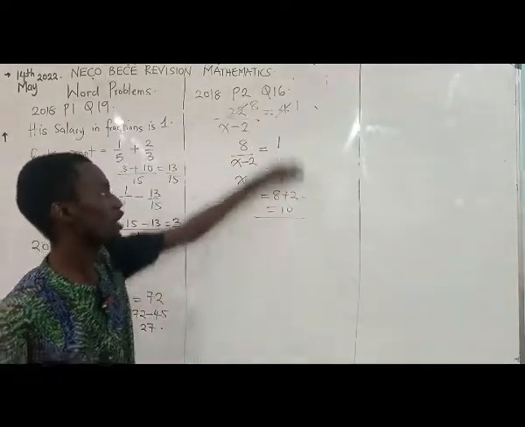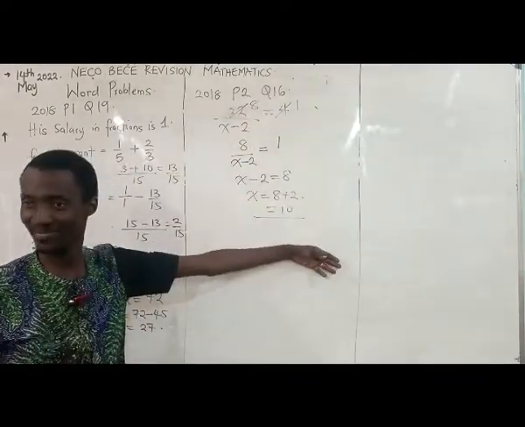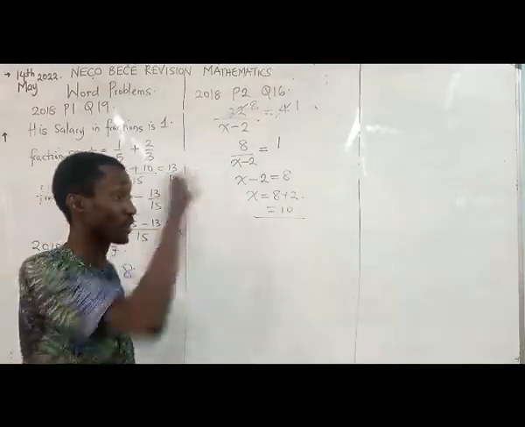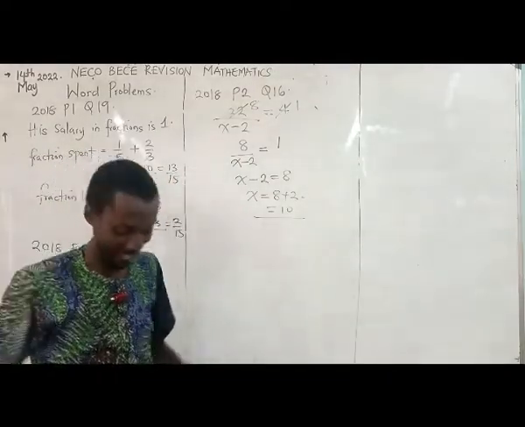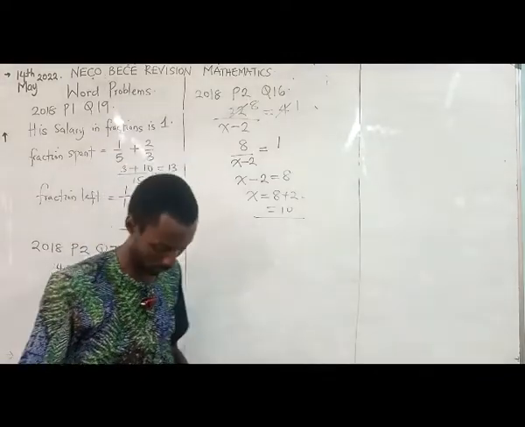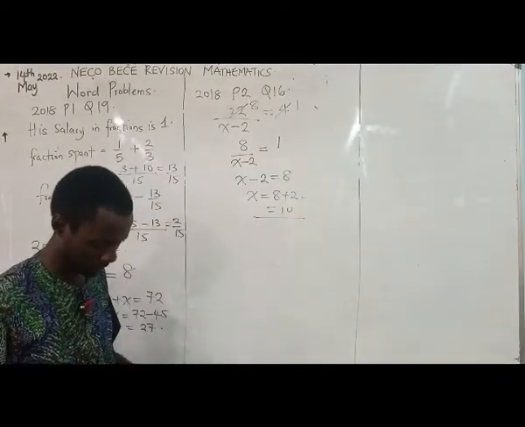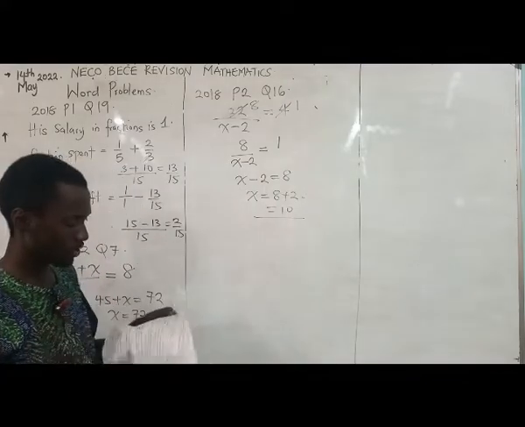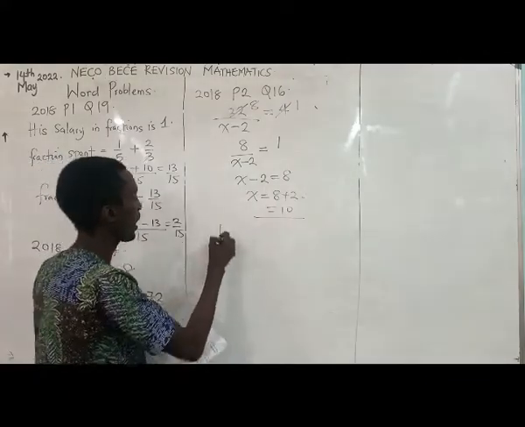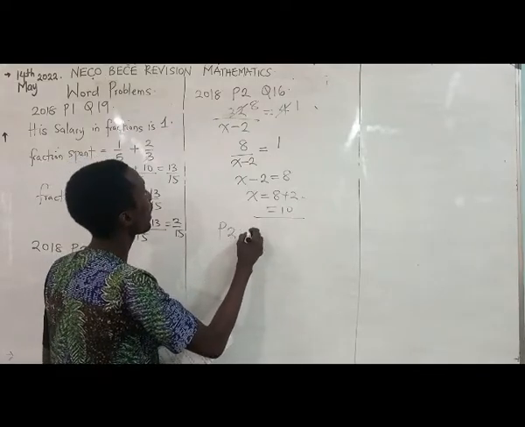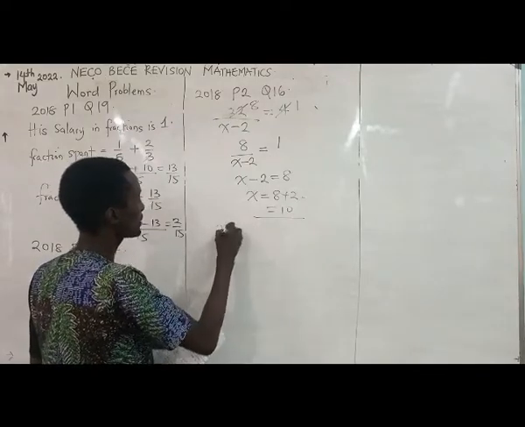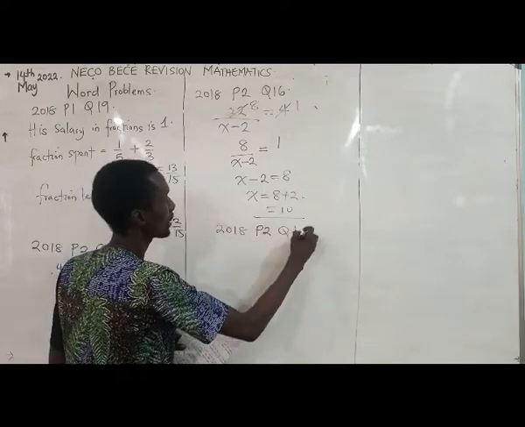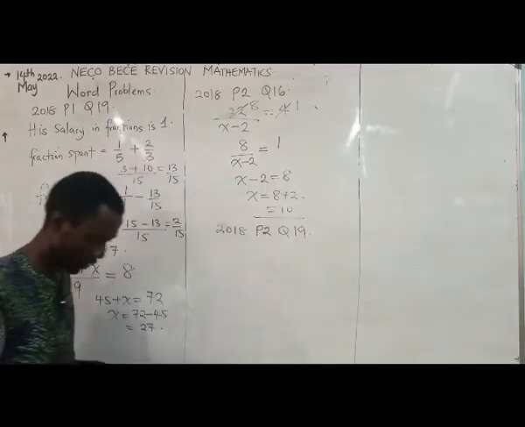Now that's why OBJ is good. In some of your OBJ, you don't need to go detailed like this. You don't need to solve everything detailed like this. No. You think. Some of these questions, you can actually think them up in your mind and get the answers very, very quickly. Alright? So that's for question 16. 2018 question 16. Let's look at question 19. P2, 2018 P2 question 19.